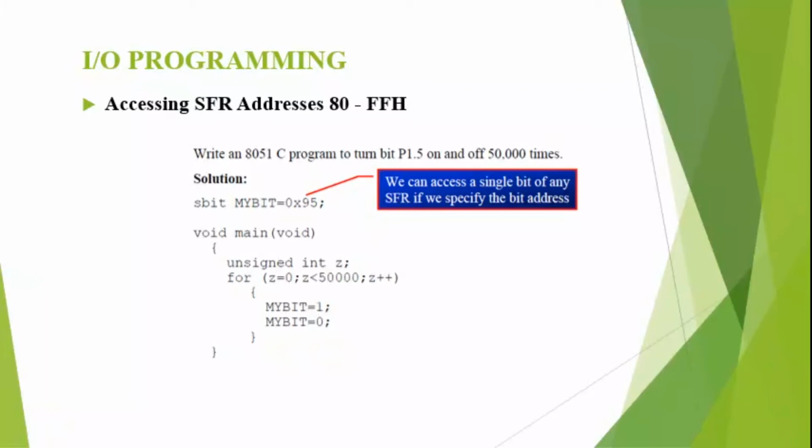And then in the main function we have variable z declared using the unsigned int data type, and then a for loop is written to have the bit D5 of port 1 turned on and off 50,000 times. So that value is varied from 0 to 50,000, and my bit is assigned 1 and 0 values in the for loop, so that P1.5 is turned on and off 50,000 times.